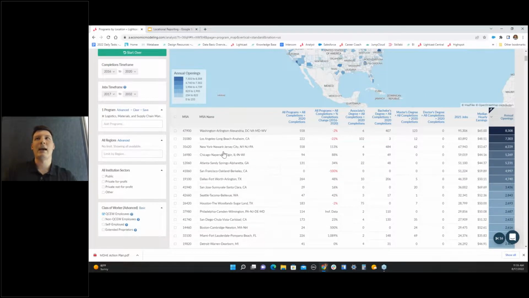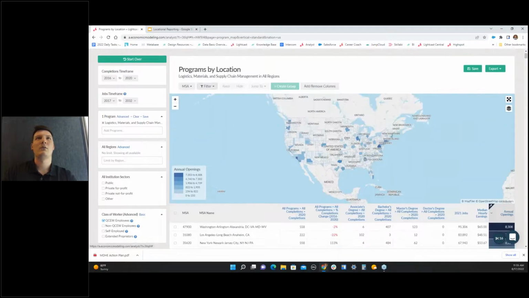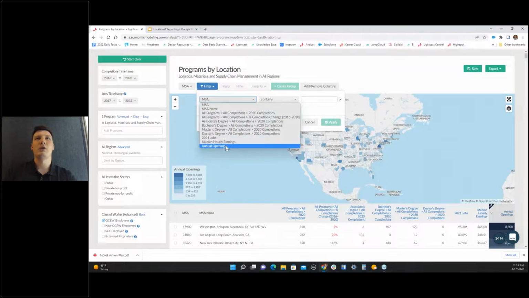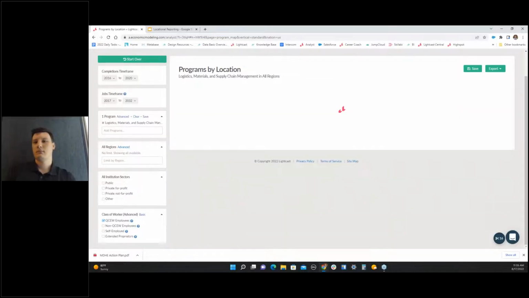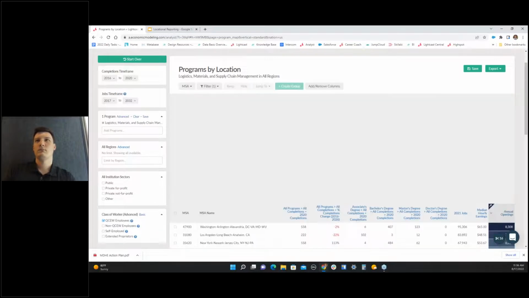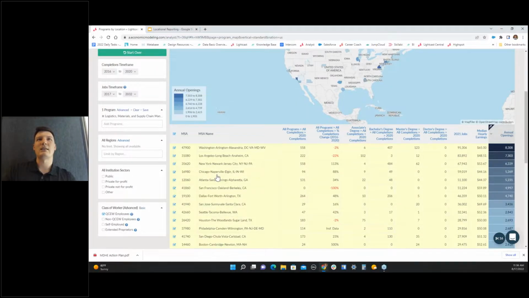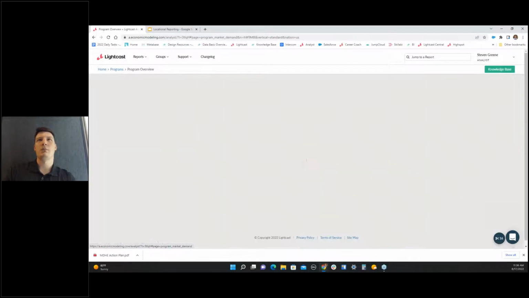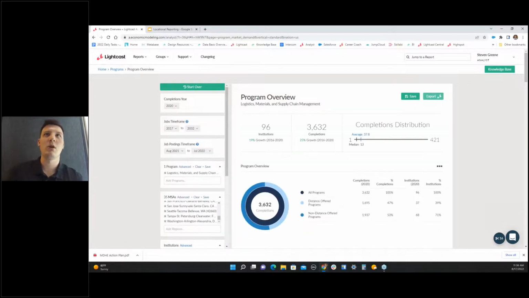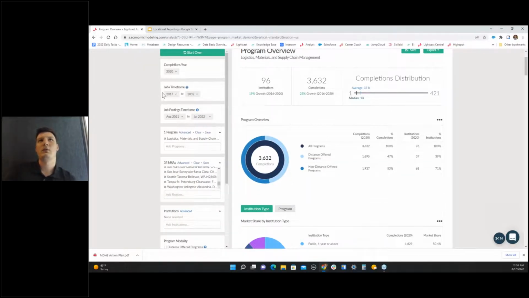But here we can tag our MSAs. And so, what if I filtered annual openings greater or equal to 1,000? Oops, not 10,000, just 1,000. I can tag all these MSAs, a healthy portion of them, and jump to my program overview report. So the program overview report tells me that 96 institutions are addressing these regions within our logistics program, with 3,600 completions in total over 2020.